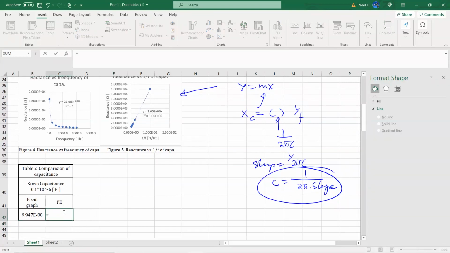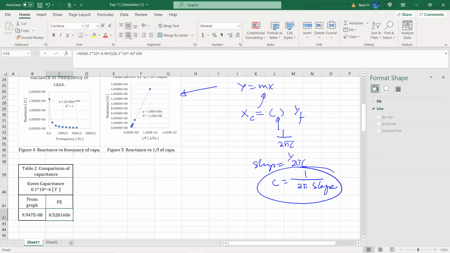We'll compare these two. The expected value is 0.1 times 10 to the power negative 6 minus the calculated value from the graph, which is on B number 42, close brackets. Dividing by the exact value, this is the percentage error: divide by parentheses 0.1 times 10 to the power minus 6, and then everything multiplied by 100. So it's about 0.5 percentage error. It looks good. Any question?